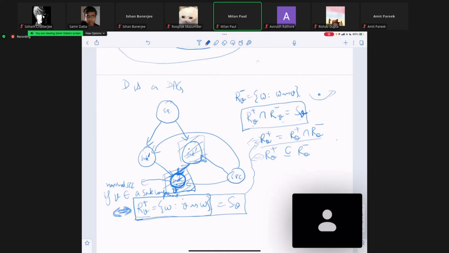Sir, the last two lines, they are not equivalent, right? RV plus inside RV minus is not equivalent to the other thing. They're not equivalent, but the first line implies the second, I think. But don't we need equivalence? No, they are equivalent. You can draw a Venn diagram, correct?